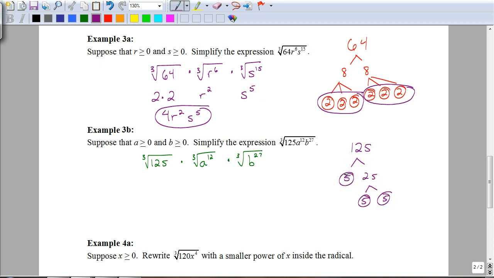Each of these are prime. So I have the cube root of 125. Well, it means for every 3 of the same number, I get to take one out. Well, I have 3 5's here, so I'm going to take out a 5. So my answer is going to be 5 times the cube root of a to the 12th power. Well, 3 goes into 12 4 times, so it'll be a to the 4th. And 3 goes into 27 9 times, so that will simplify to be b to the 9th. And there's your answer.